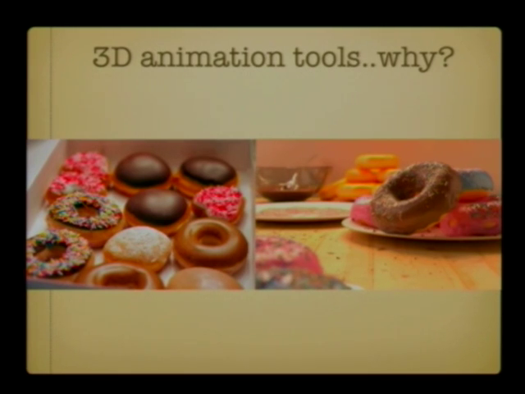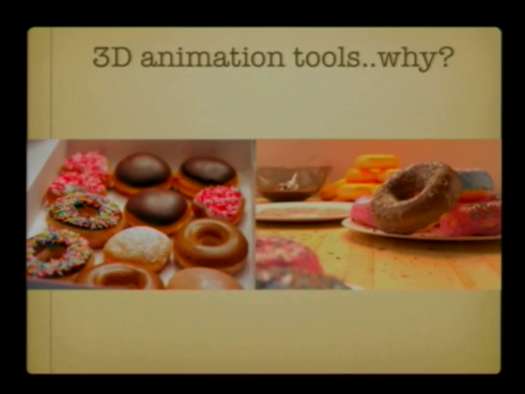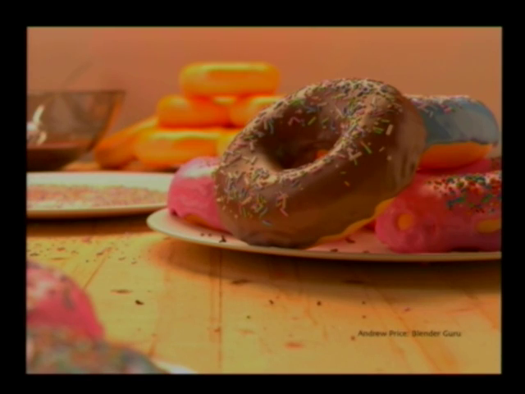Based on the same thing, there are two pictures. One of them is a photograph. One of them is a 3D animated image, created actually using Blender. How many people feel that the right side image is a photograph? No? Okay, how many people feel the left side image is a photograph? Lot of you, okay. This is a 3D animation output.